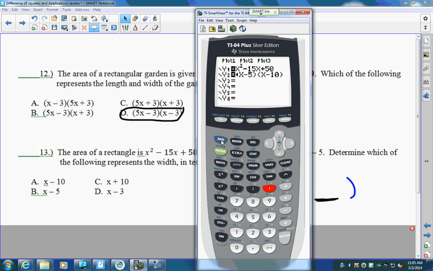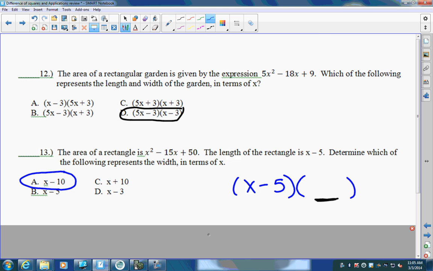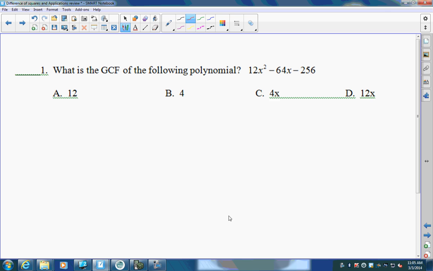And I'm going to press second graph. Do these match up? Oh, good. We got lucky. It's right from the beginning. It's A. Could it be B? Okay, listen. It's not B because they gave us this. They want to know the other one. Okay? All right. Number 14.